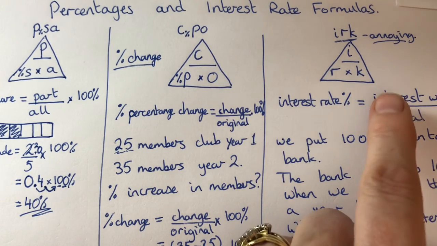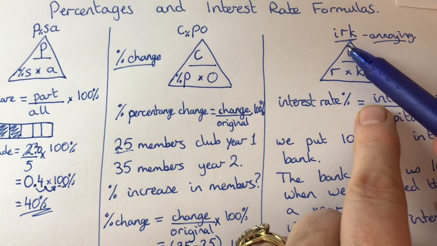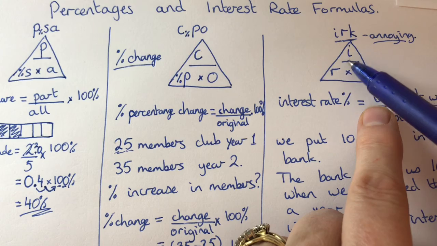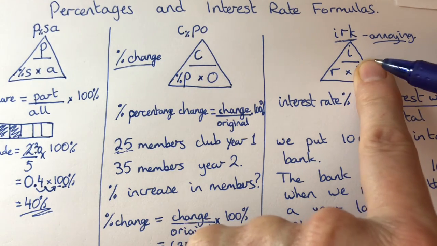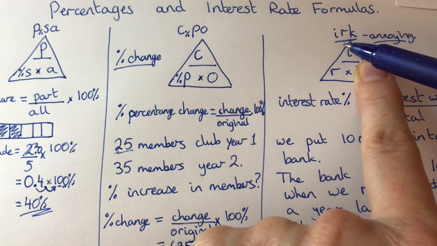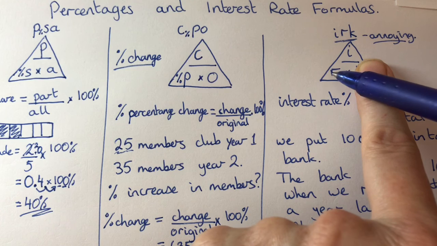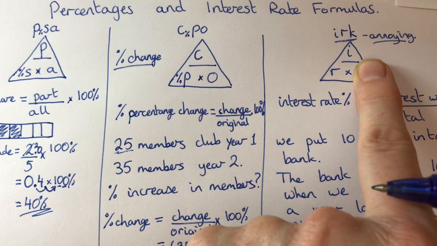If they gave you the amount of interest and the interest rate, and they asked you to work out the capital, you would put your finger over the letter K, and you would see that the capital is the amount of interest you pay divided by, under the divide line, the actual interest rate.